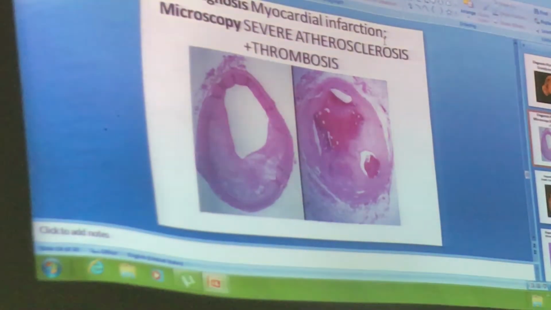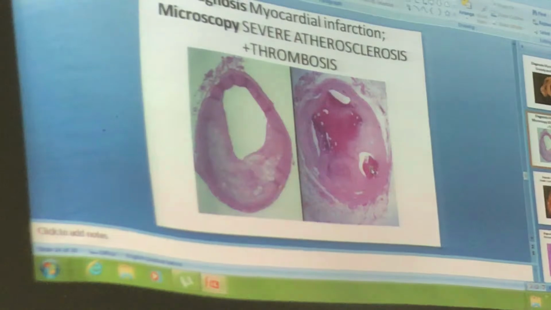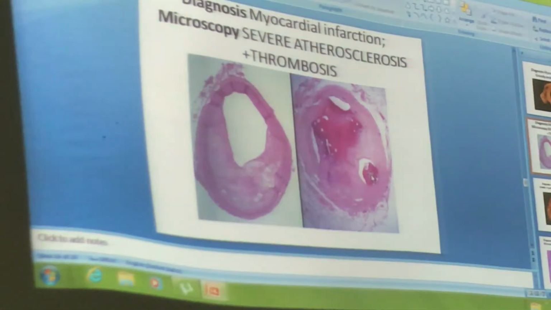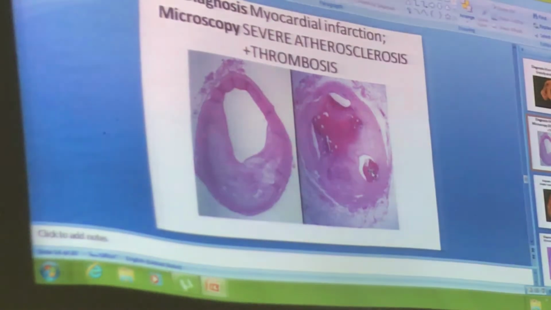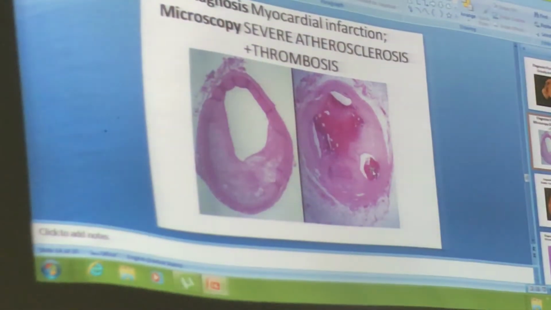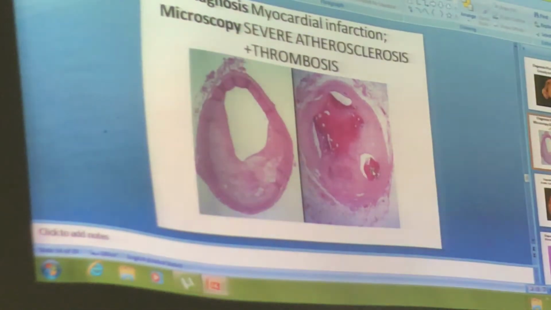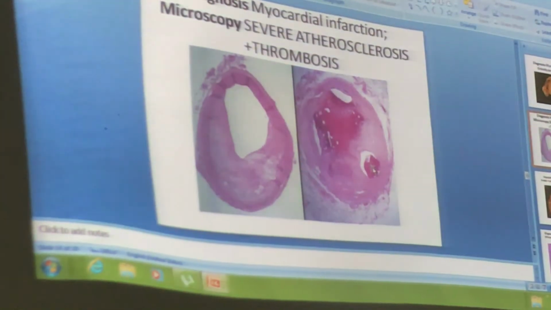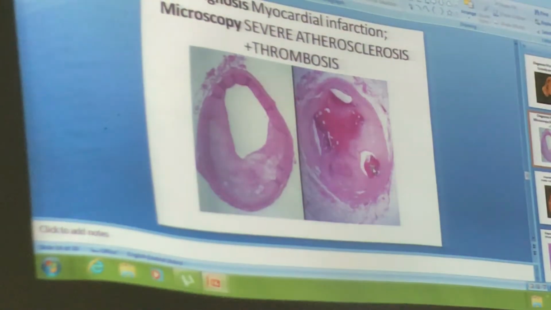Diagnosis, myocardial infarction. Microscopically, severe thrombosis. This is the thrombus that you see in the artery. This is an artery here, and this is the thrombus. And how are they showing you this severe atherosclerosis with thrombus? Okay, you just have to make a wild guess. This is an artery, and there is a pink thing inside it. It's a thrombus. So it's severe atherosclerosis plus thrombosis causing a myocardial infarction. Diagnosis, myocardial infarction. How do you know this artery is in the heart?